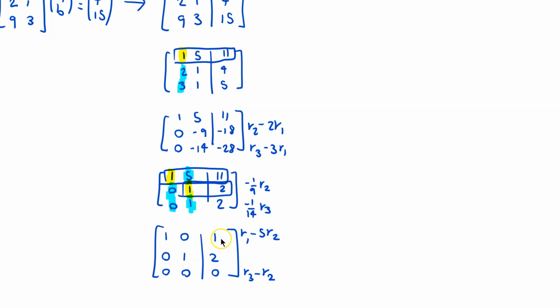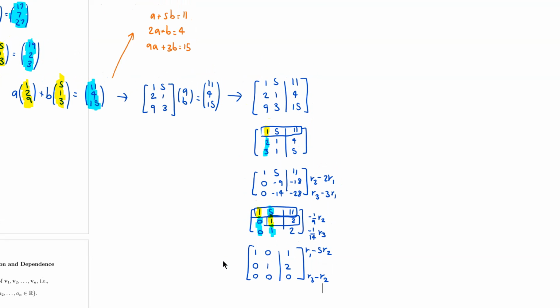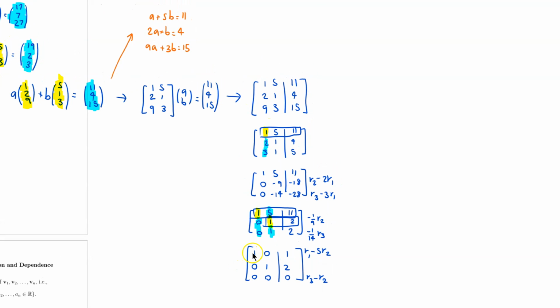So here my matrix is already in reduced row echelon form. So I can see that if I were to look at my original equation, that would mean my 1 times a is going to equal 1. So my a is 1. And then my 1 times b is equal to 2, so my b is equal to 2, and this is indeed the solution to my equation here.